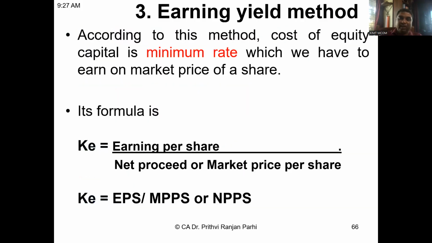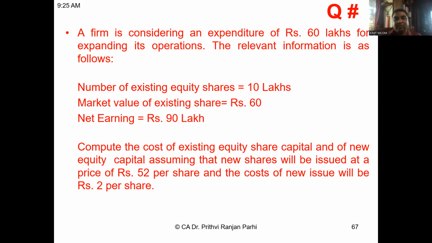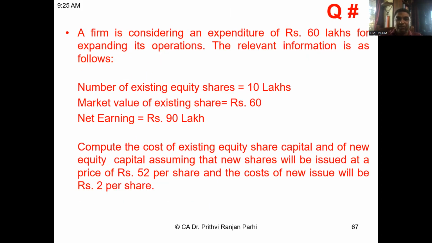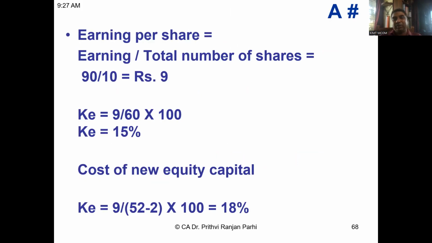But you know the formula I was showing you, earning per share divided by net proceeds or market price per share. Let us calculate first of all earning per share. We know total earning is how much? If you read the question, it says earning is 90 lakh, number of shares is 10 lakh. So earning per share is equal to 90 lakh by 10 lakh, which is rupees 9.